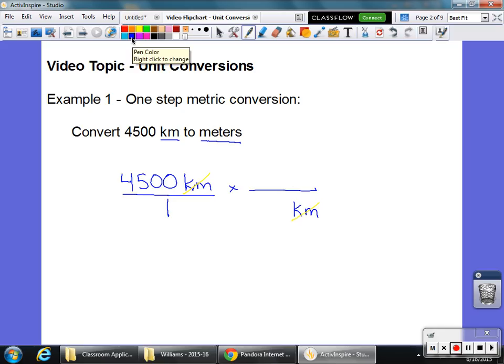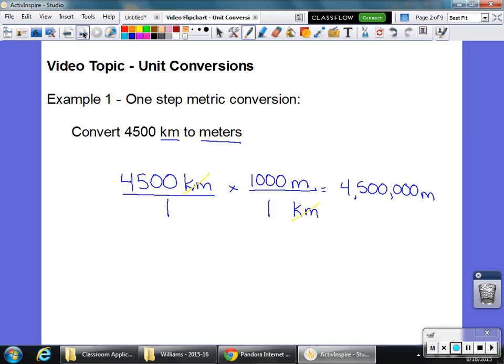Now we'll put meters on top, and what you have to ask yourself is which one is bigger. In this case we know that kilometers is bigger, so it gets the value of 1, and for the unit meter, there are 1,000 meters in a kilometer because kilo means 1,000. When you process this conversion factor, you would get an answer of 4,500,000 meters. It should make sense because meters is a smaller unit than kilometers, which is what we started with, and our answer should get bigger.